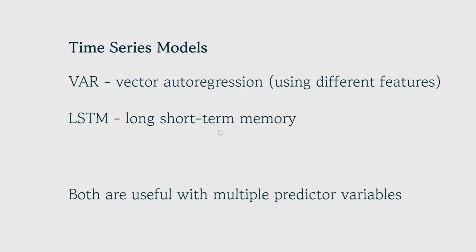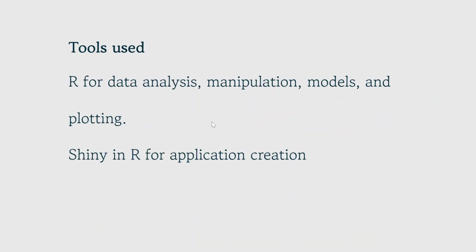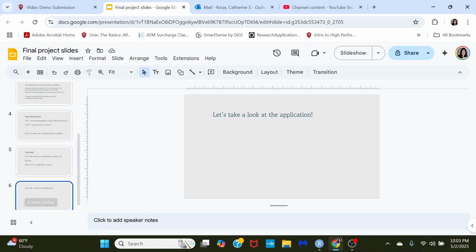The different time series models that will be used in this project are vector autoregression, and I'll go into a little bit more detail later on, but the features are going to change a little bit in different VAR models, and the LSTM, long short-term memory. Both of these models are useful when multiple predictor variables are present. R is used in this project for the data analysis, manipulation, models, and plotting, and Shiny in R is used for the application. So let's take a look at the application.